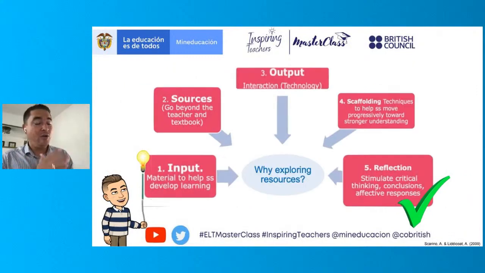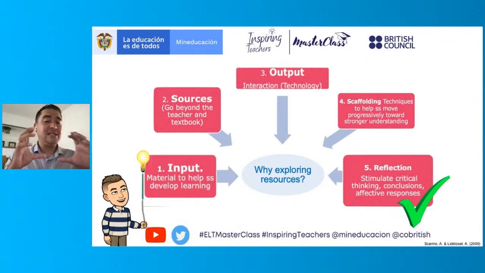Another favorite author that I have is Carino, and he says this is the reason why we need to explore resources. So start thinking about all the material, all the resources that I can find in ECO, and look at this theory. He says, look, number one, resources are a source of input, material to help our students develop learning, but they are also a source for the teachers and for the students to go beyond the classroom, but they are also output.